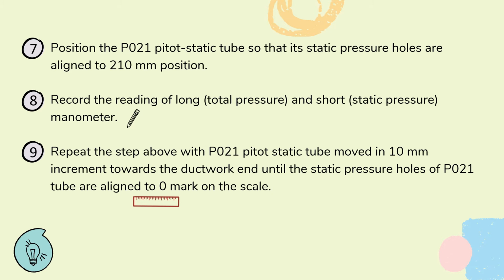Step 9. Repeat the step above with the P021 Pitot static tube moved in 10 mm increments towards the ductwork end until the static pressure holes of the P021 tube are aligned to the 0 mark on the scale.